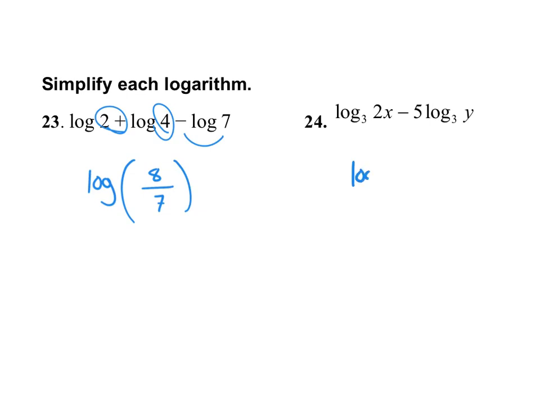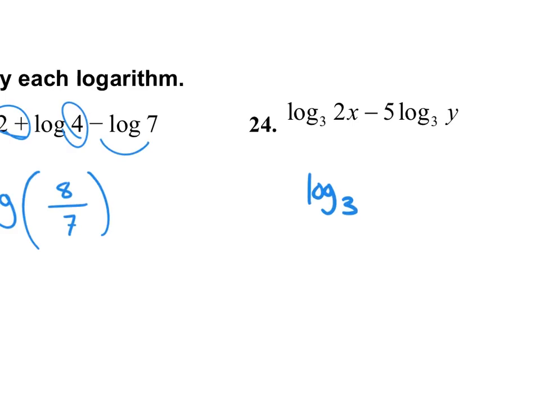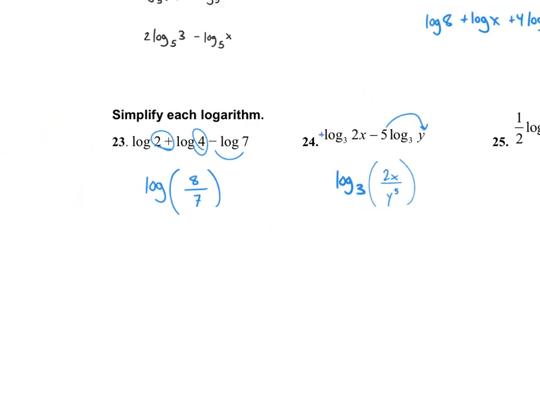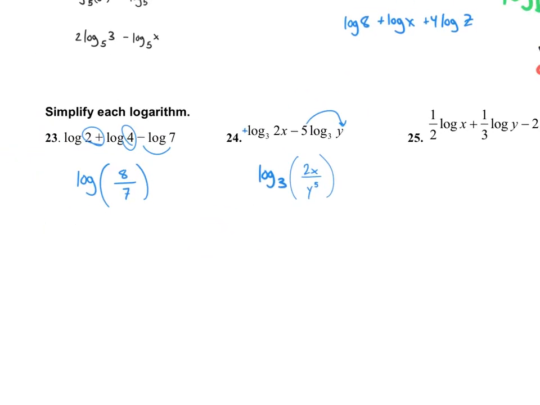This one would be log base 3. What I can do is put this 5 with the y. I see a subtraction sign, so I know I'll need division. I'll have the y down there, because it was with the subtraction sign, to the 5th power. And then up top is the 2x, because it was a plus sign, so it will go on top of the fraction as the numerator.